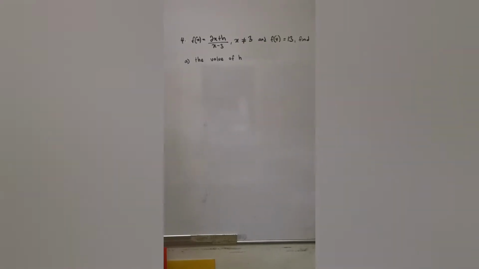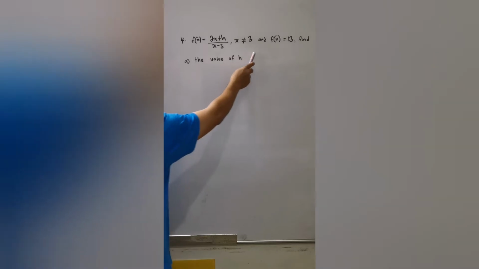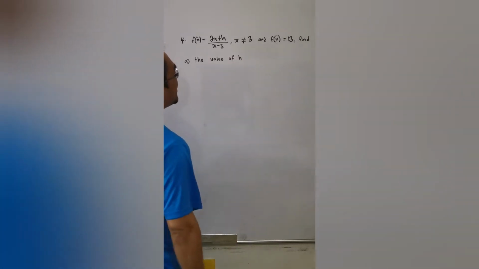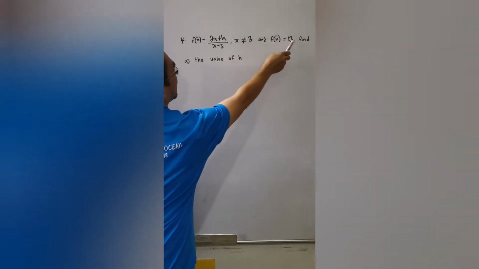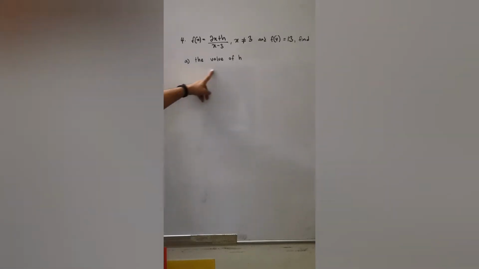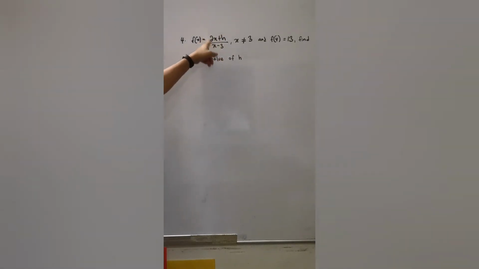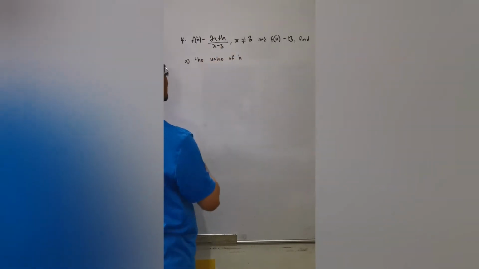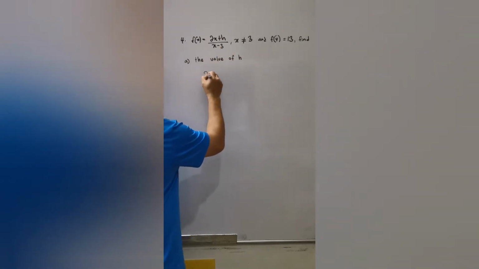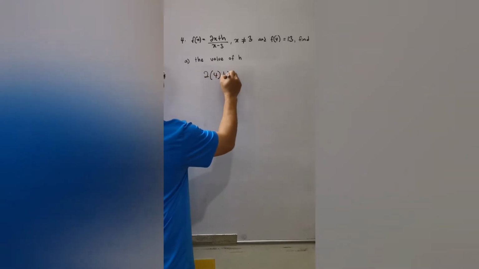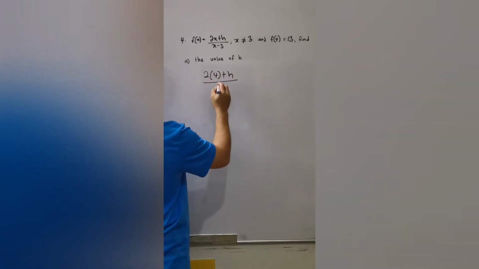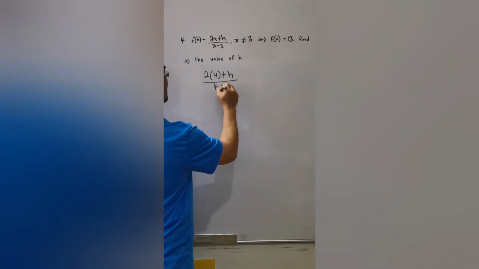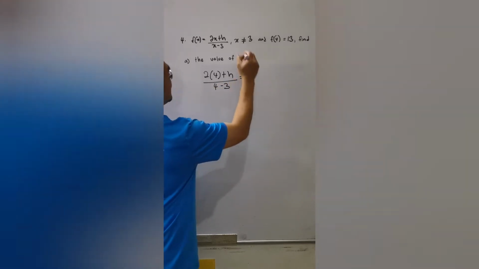Okay, number 4. f(x) = (2x + h) over (x - 3), x is not equal to 3, and given f(4) = 13. 4 is the object, 13 is the image. How to find the value of h? Okay, so you replace x with 4, where f(4) is equal to 13. So 2 times 4 plus h over 4 minus 3 equals 13.